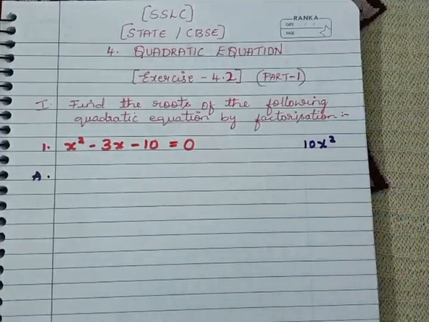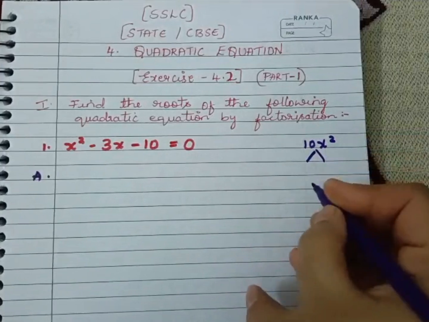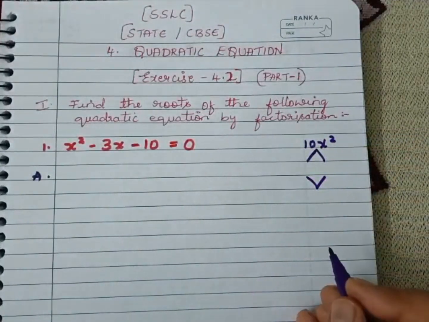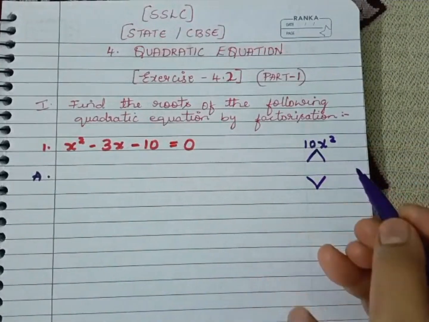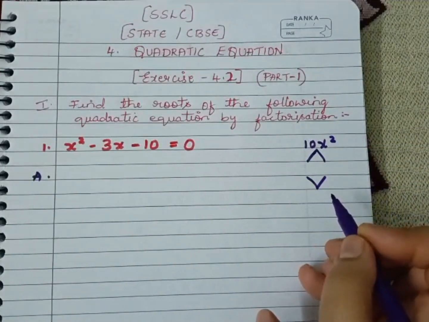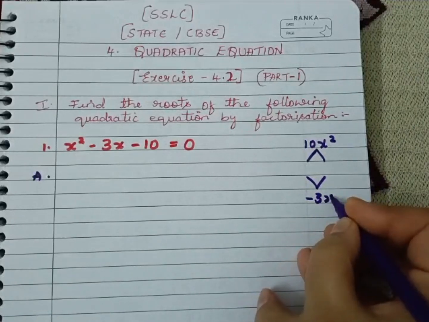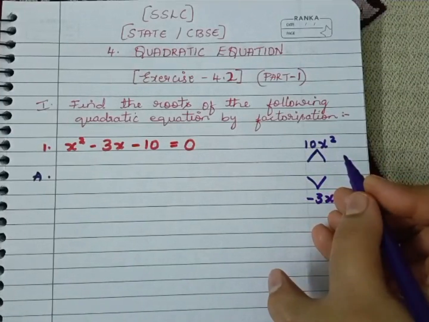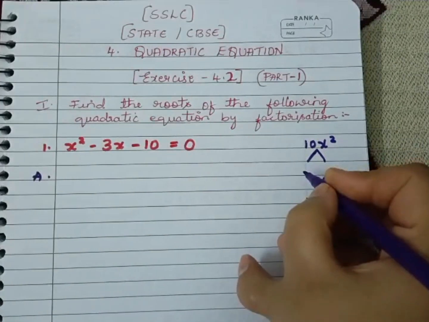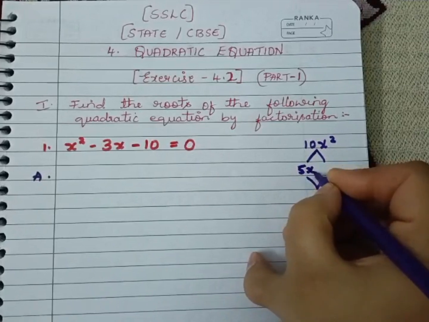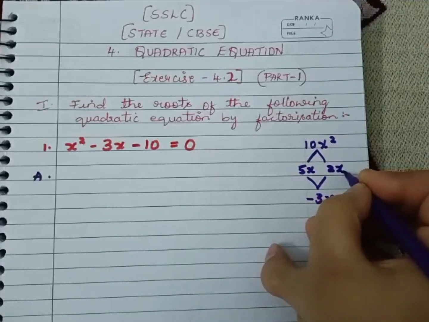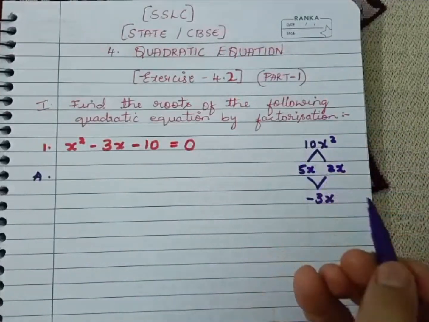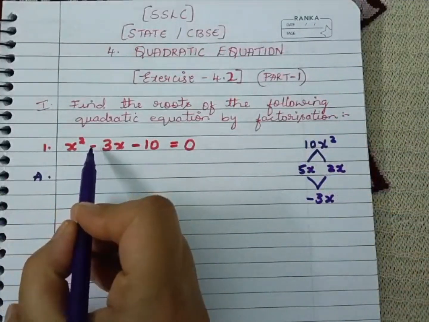10x square. In the factorization method, how we have to do this sum is, if we multiply we should get 10. If we add or minus we have to get minus 3x. That is, how we'll get the 10x square, that is 5 twos are 10. I'm going to write 5x and 2x. 5 twos are 10. Now how we are going to get 3? Now you have to see, in the question we have minus 3.